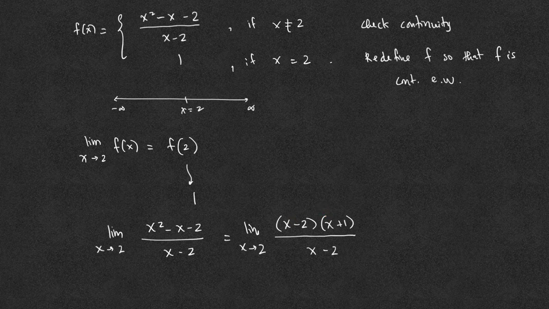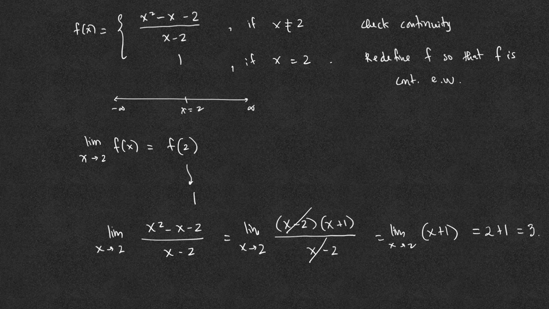Double check to see if we factored it correctly. x times x is x squared. x times 1 is x. 2 times x is 2x. So x minus 2x is negative 1x. And minus 2 times 1 is minus 2. And so this limit is now 2 plus 1, or 3.